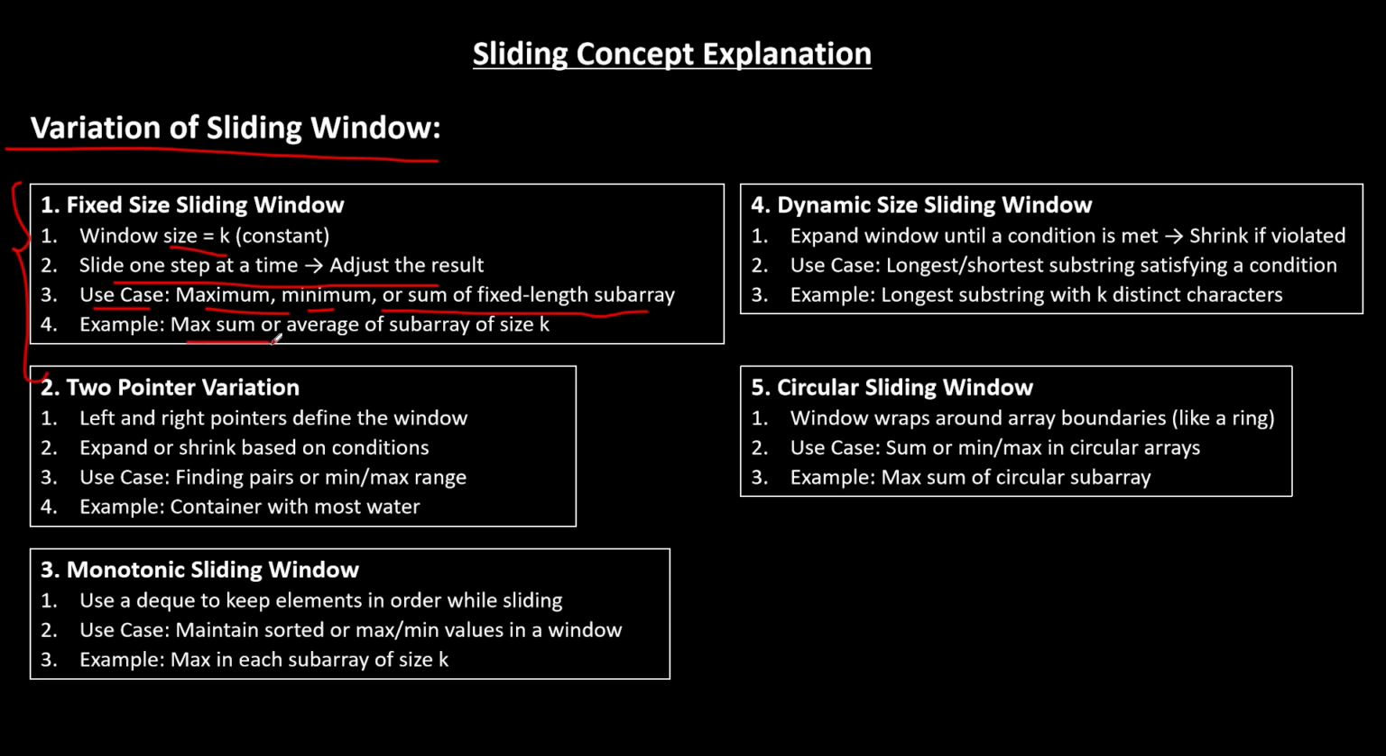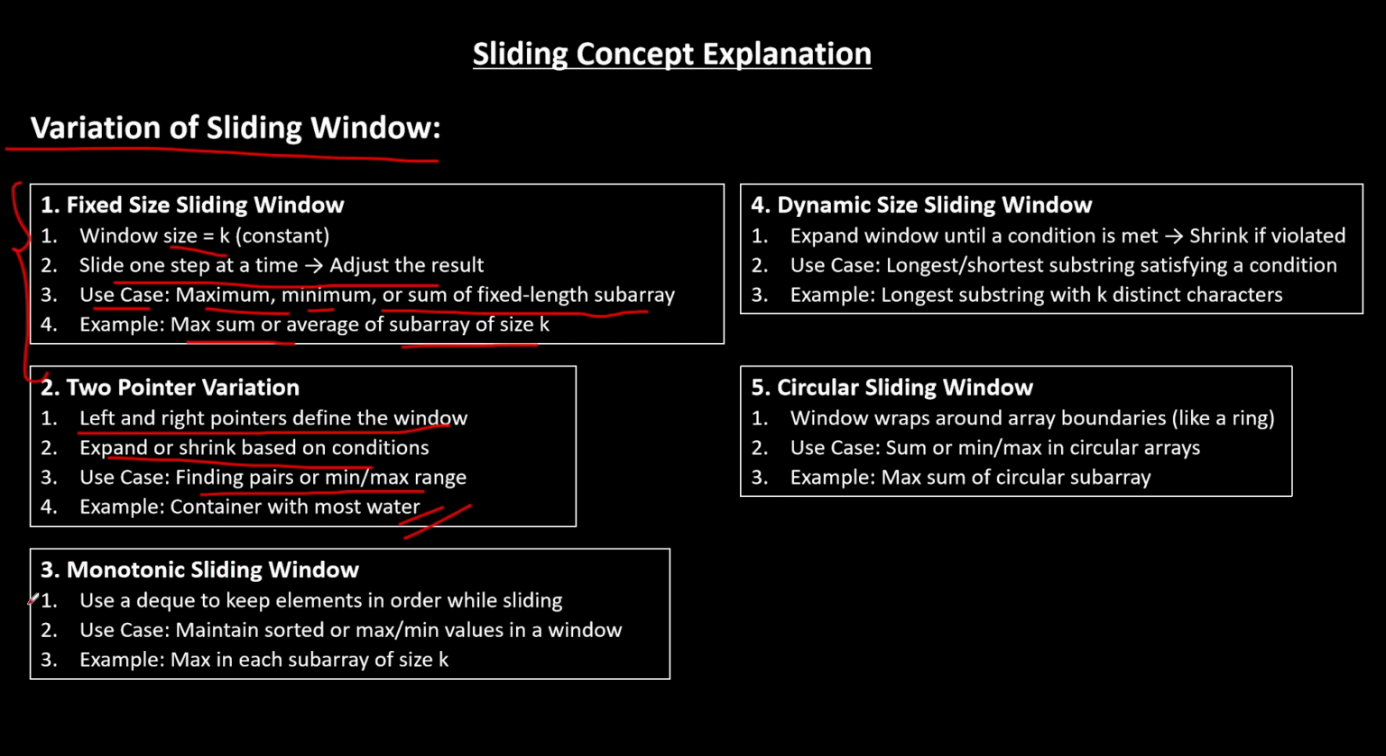Example is maximum subarray, maximum sum or average of subarray of size k. Now there could be a two pointer variation also. The left and right pointers define the window here, and expand or shrink based on the conditions, like finding pairs, minimum, maximum range. Example could be container with most water. We solved this question in our previous videos. Please look into those also regarding the two pointer variation, container with most water.